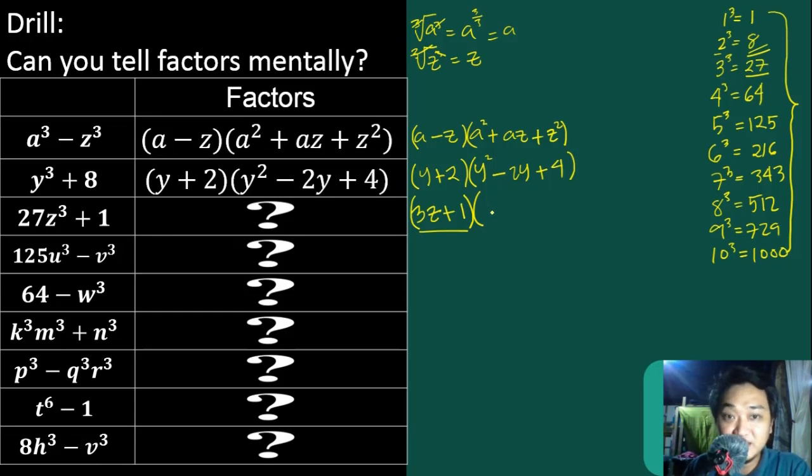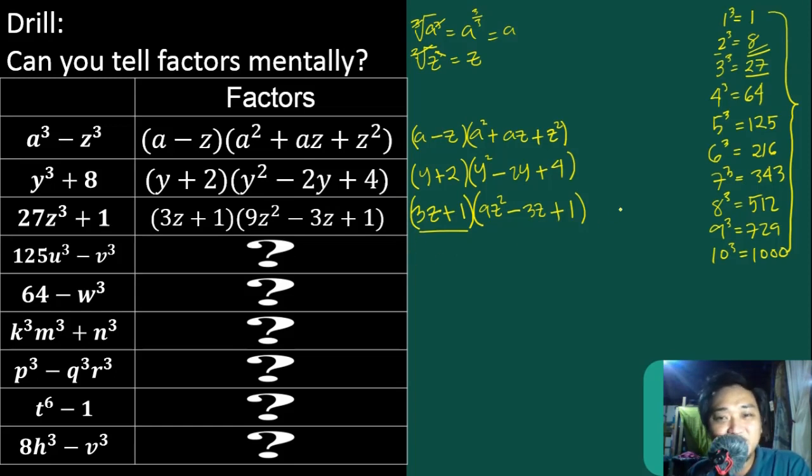What is the square of 3z? That is 9z squared. How about 1? That will be 1. Just 1. And what is the middle term? That will be 3z times 1, that will be 3z. And since plus yung operation natin sa binomial, yung sign sa middle term is minus. The rest are positive. Tingnan natin kung tama tayo. Okay, so tama tayo, we will proceed to the next example.